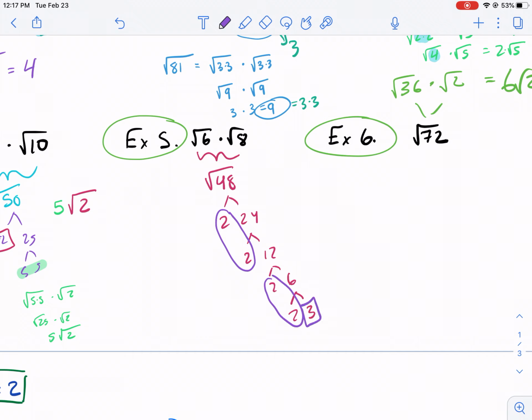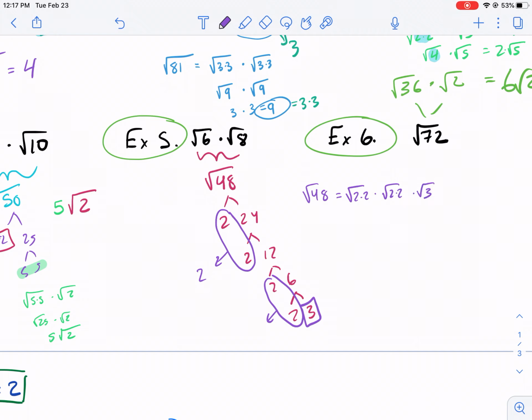You have to have a pair to leave the radical. You have to have a date to leave the house. That's what I like to say. So if you have 2 2's, one can leave the house. So the square root of 48 is the same thing as, you don't have to write this every time once you've got it.